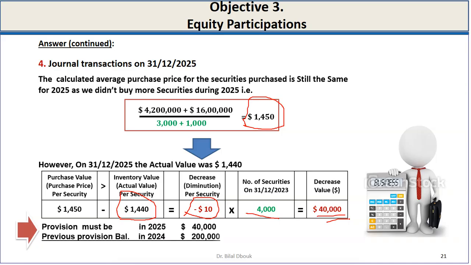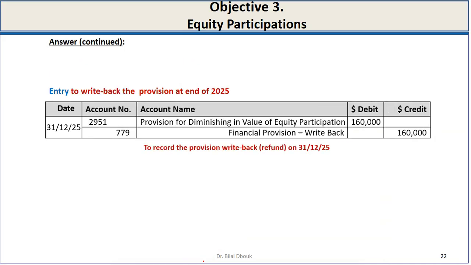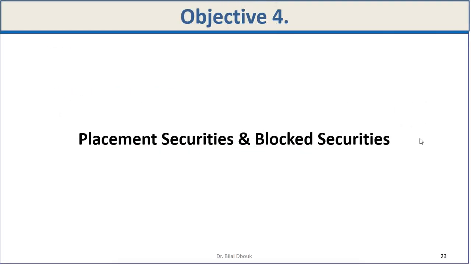I compare with the previous year, which was $200,000. So I need to decrease the provision now by $160,000. What is the accounting entry? I debit 2951 account provision for diminution in value of equity participations, and I credit account 779, which is related to financial provision write-back, by $160,000.